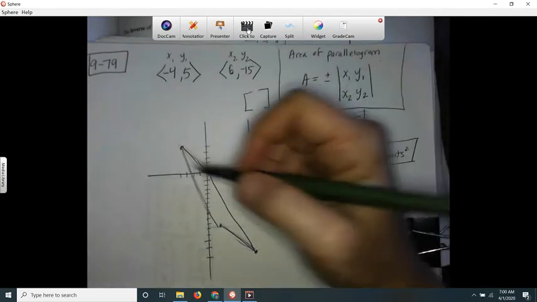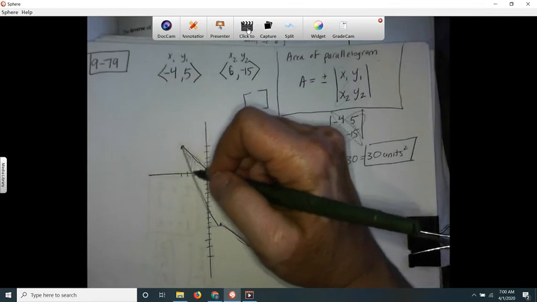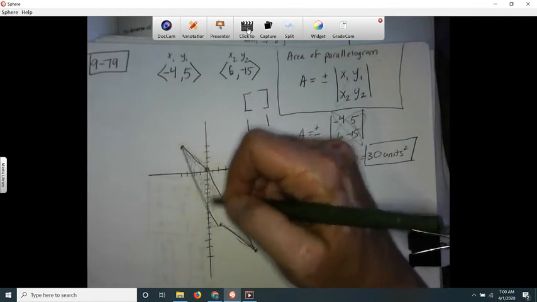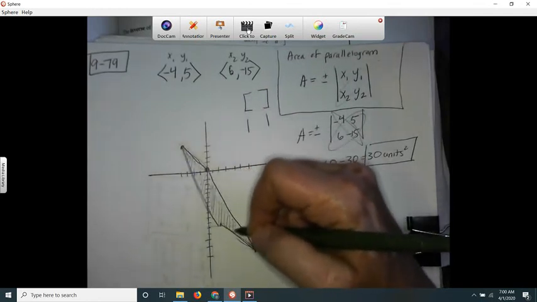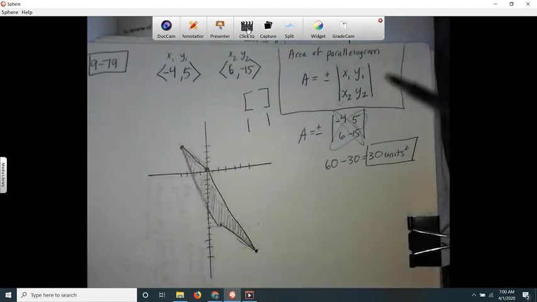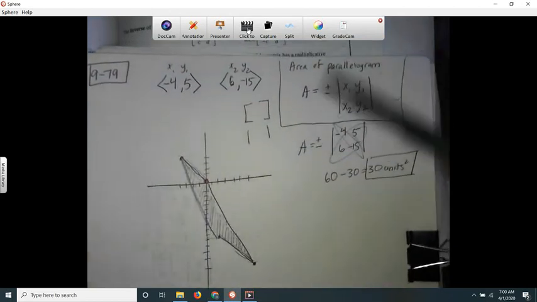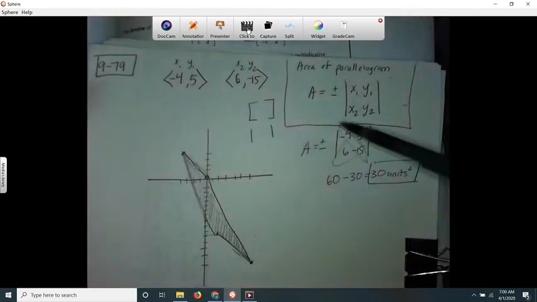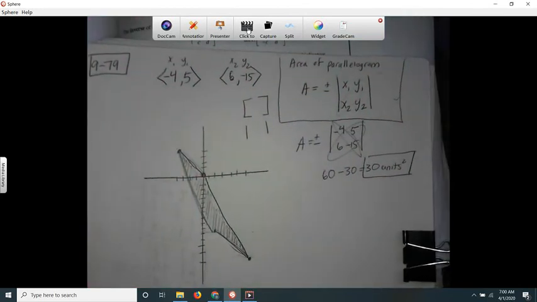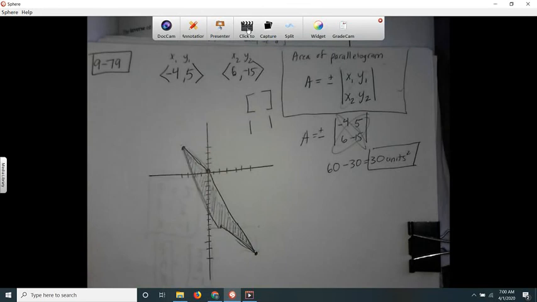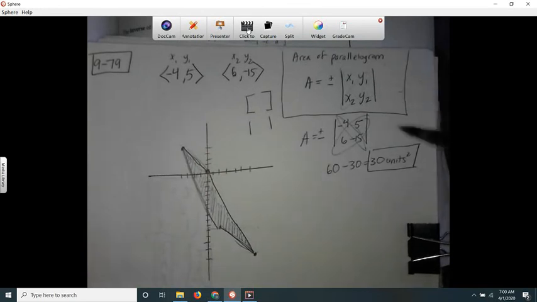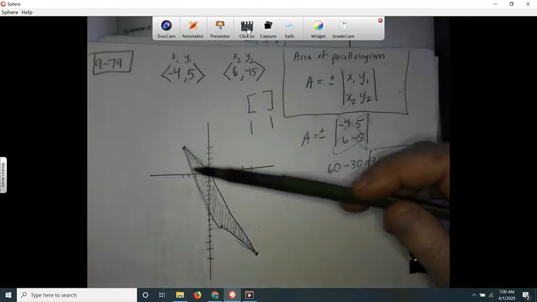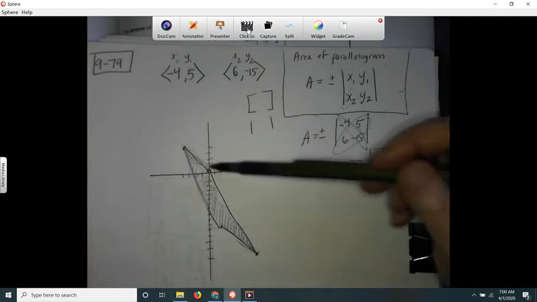So anyway, I want you to understand the concept behind it, but some of you are probably just going to say, "Oh, there's the formula." Every time I see that, I'm going to open up my magic book and plug the numbers in. So that's how you do 9-79. That actually is a nice, cute little trick to find out the area of this ugly parallelogram.